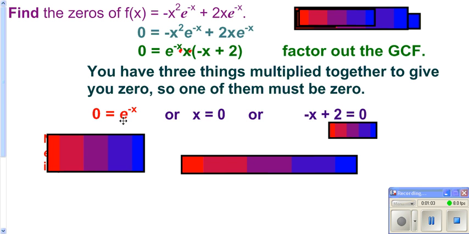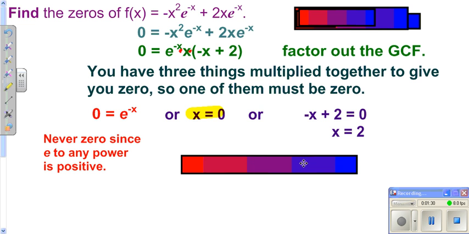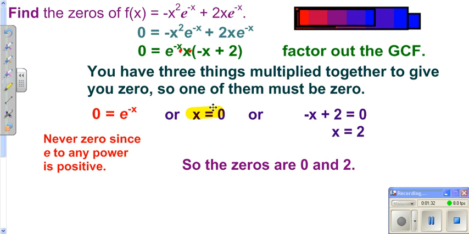You should remember from what we talked about before that e to any power is always positive. So will e to any power ever be 0? And the answer is no. Well, we also have x equaling 0. That's already solved. Then we need to go ahead and solve this over here. So we get x by itself, divide by the negative, and we get x to be 2. So our two zeros here are our 0 and our 2.